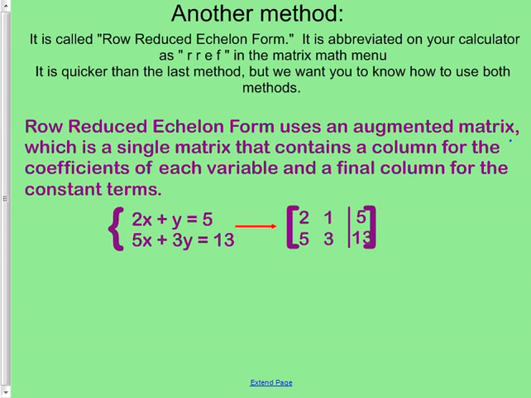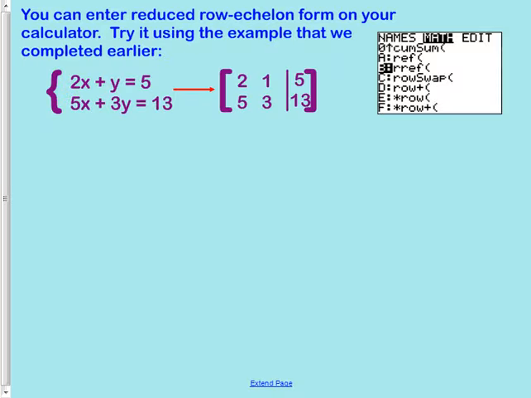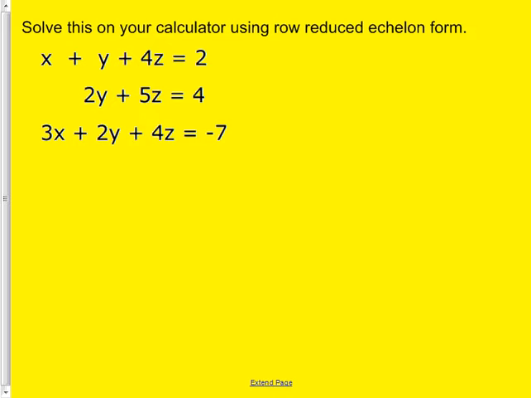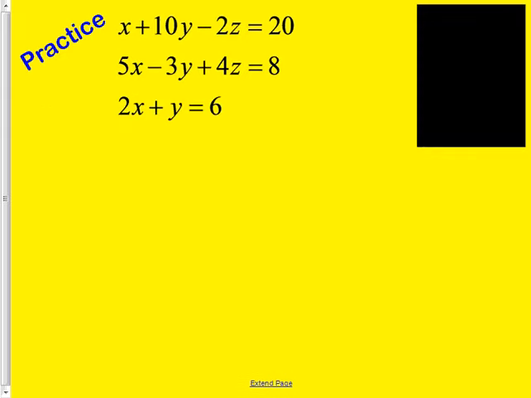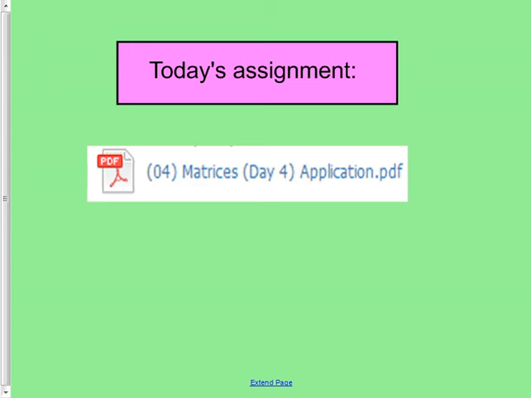In case anybody talks about reduced row echelon form, it's just another way to solve those, but it's completely different. I don't want to confuse you with it because you don't need to know that way of solving them. Instead of doing reduced row echelon form, I'd like to talk through some of the word problems on your homework.